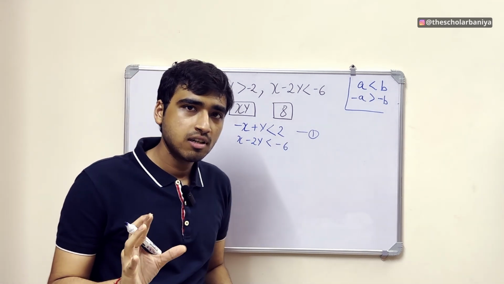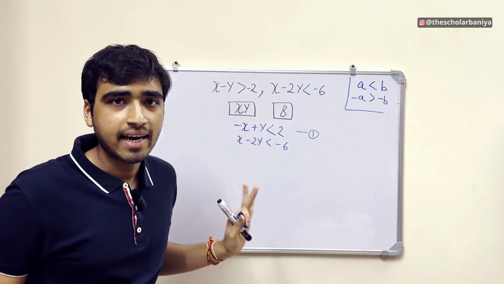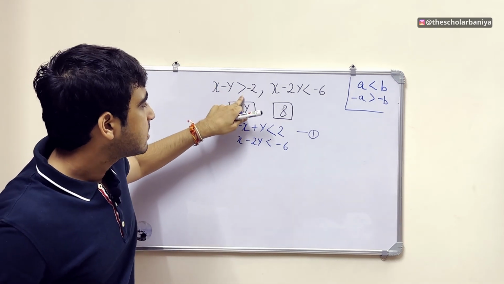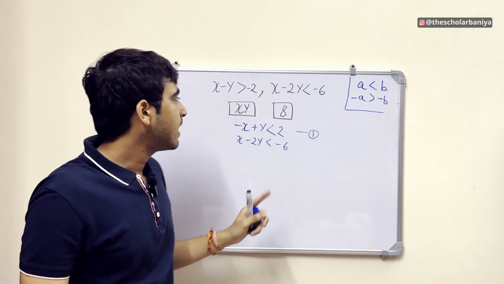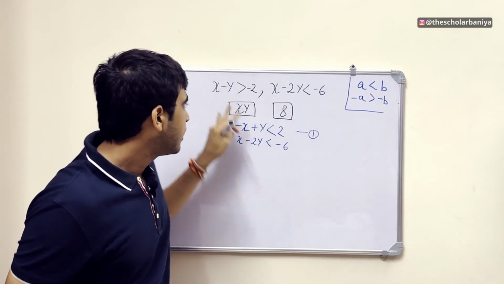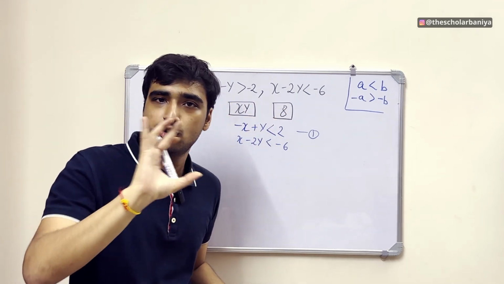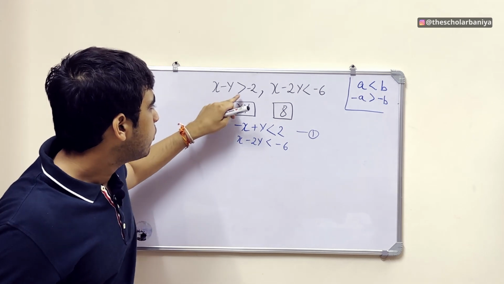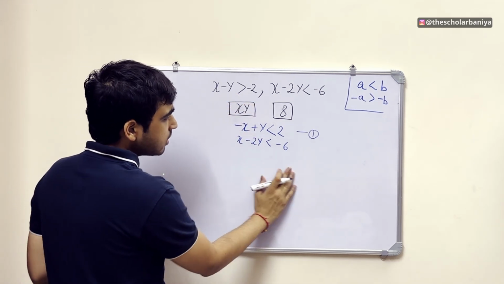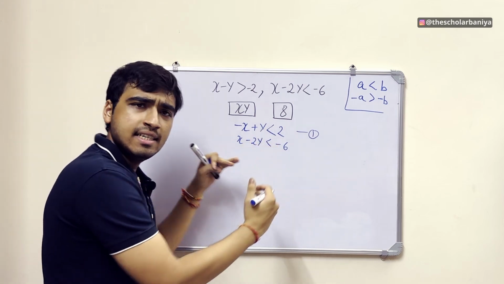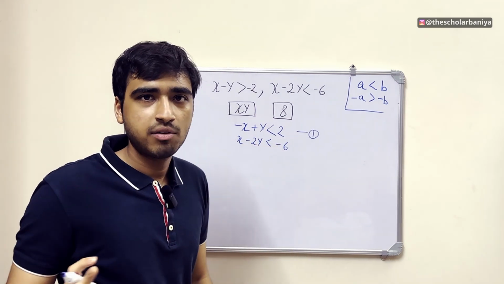Now the reason I multiplied this by a negative sign is because this is a greater than sign and this is a less than sign. And I have told you before that if we want to add or subtract two inequalities, their signs should be the same. So in order to make this sign less than, we multiply this by negative. Now we can easily manipulate, add or subtract whatever we want to do.